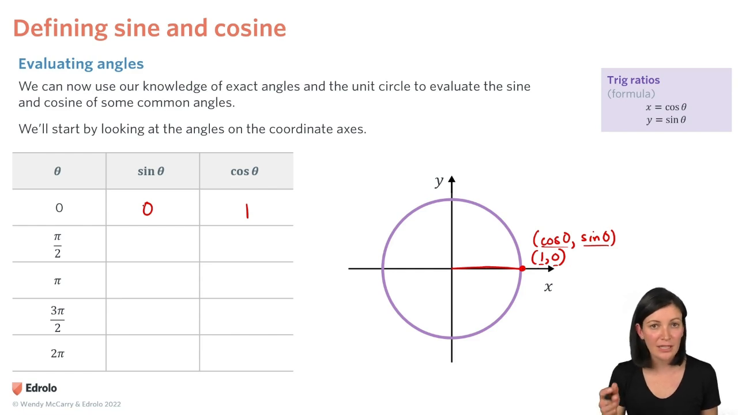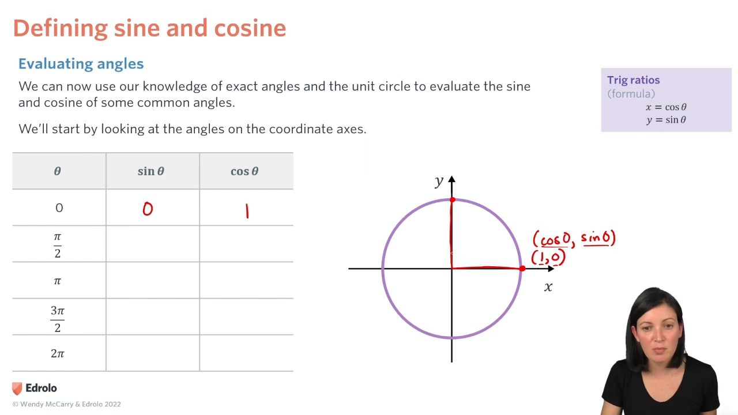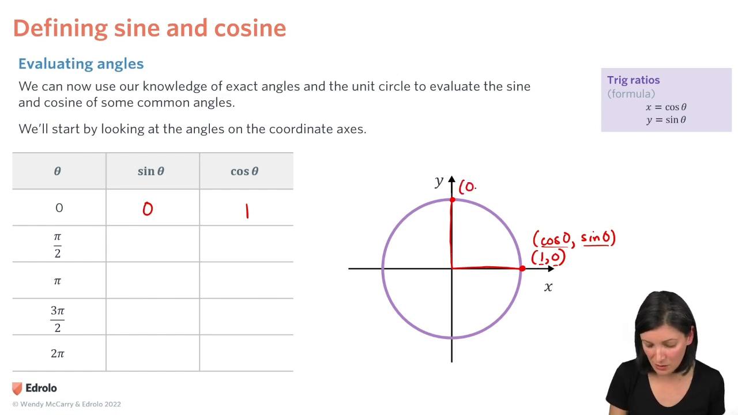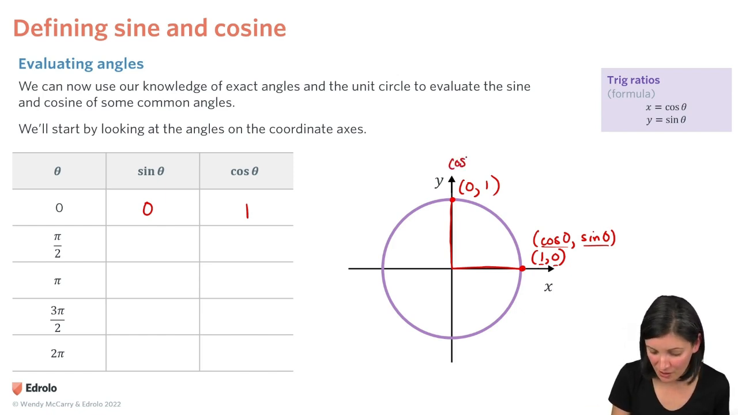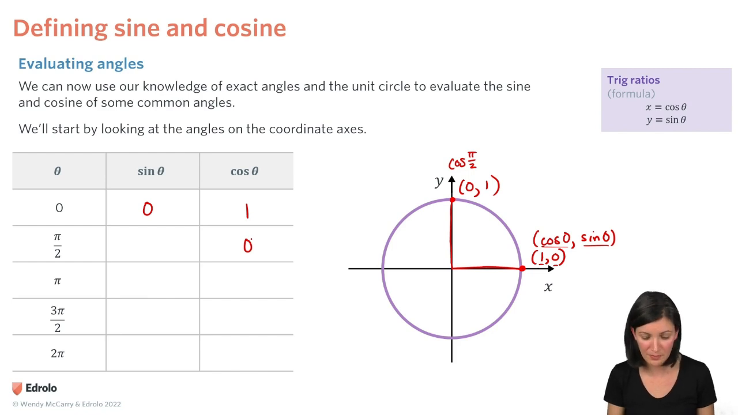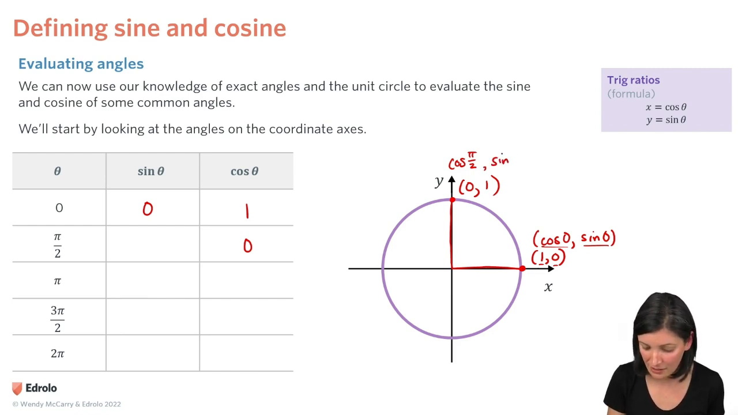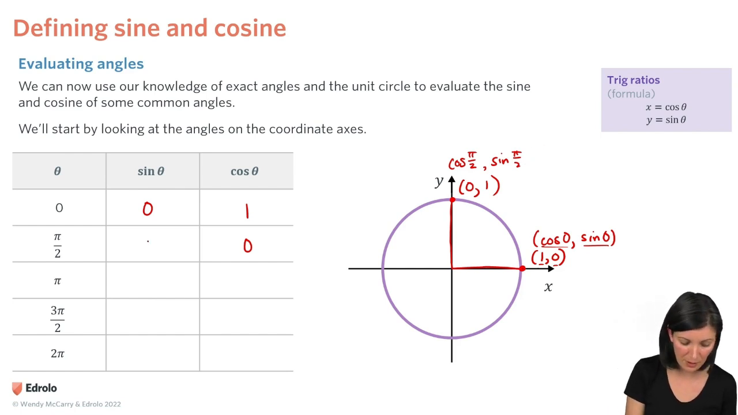Okay. Similarly, let's do all of our multiples of pi on 2. So if I look at pi on 2, that angle there, that's the point. What point is that? The x-coordinate is 0. The y-coordinate is 1. Okay. So what that's telling me is that the cos of pi on 2 is 0, because the x-coordinate there is 0. And the sine of pi on 2 is 1, because the y-coordinate is 1.